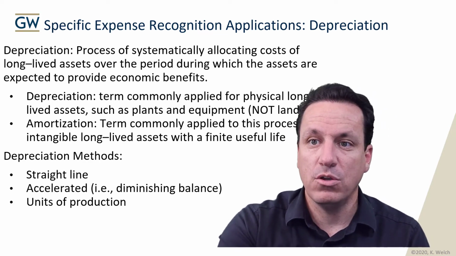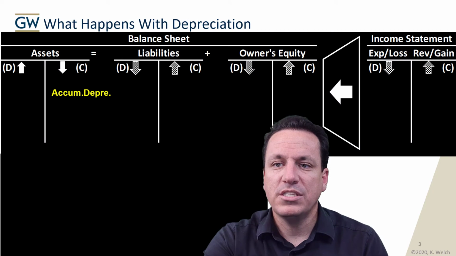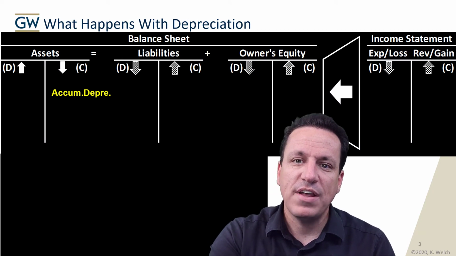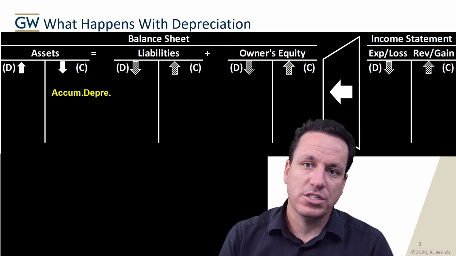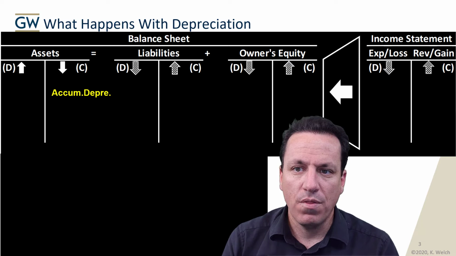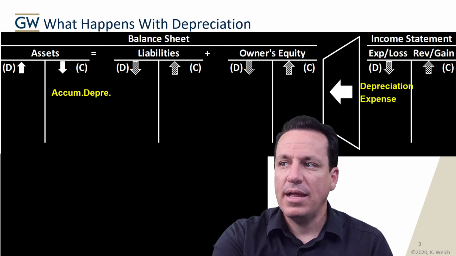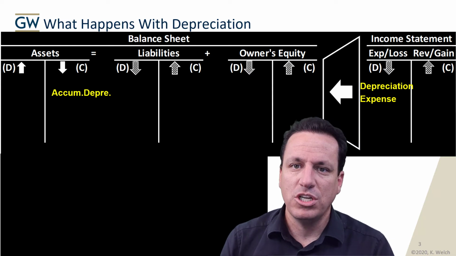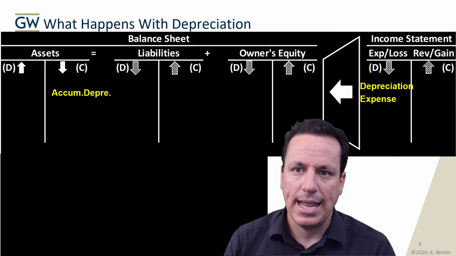We're going to spend a couple videos going over those. So let's talk about depreciation. What happens with depreciation? We have an asset over there on our books that will maintain a debit balance. And then we create this account every period, and it's called accumulated depreciation. It's a contra asset account.